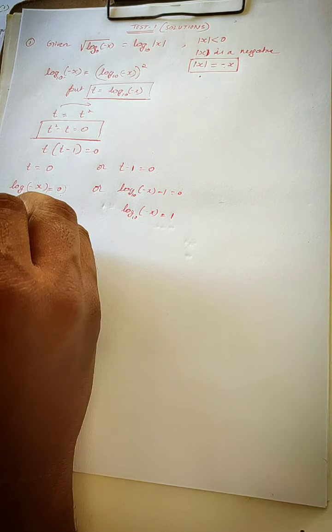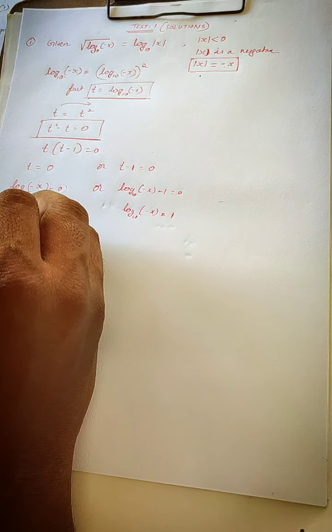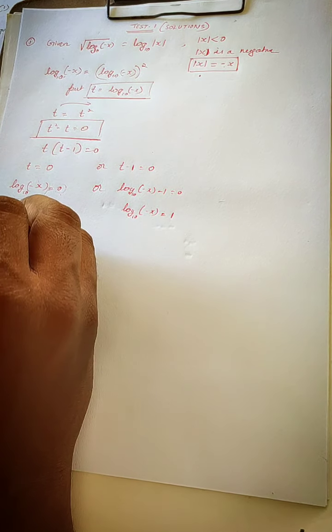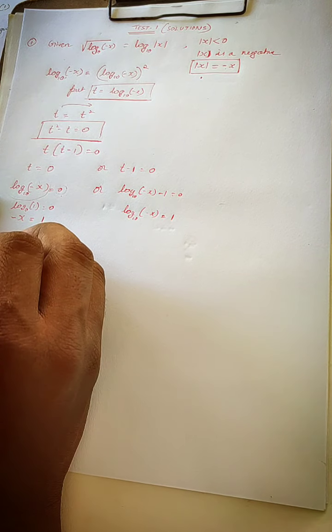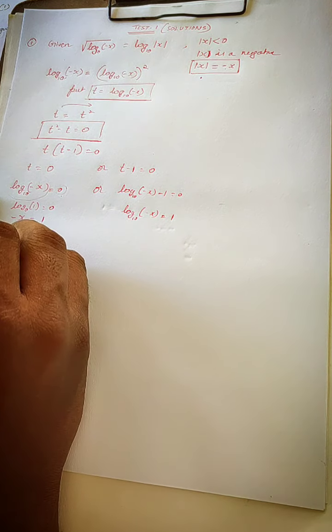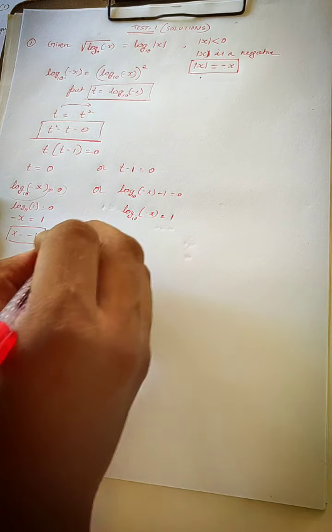Okay, so for this reason I can say that log of 1 is equal to 0. So the base 10 is equal to 0, which means minus 10x minus x is equal to 1, and therefore x is equal to minus 1 is one of the answers.